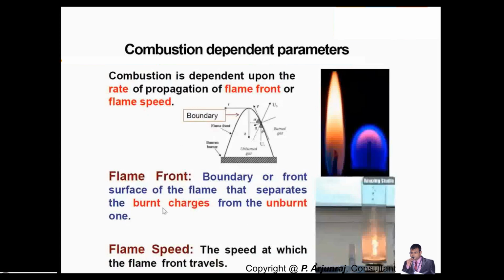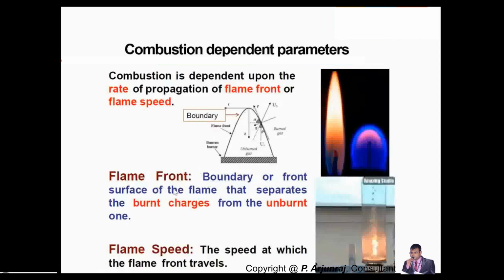First, we will see the flame front. I also told you this is how it is going to be. The flame, and you are going to get the boundary. This is the boundary; you are going to determine the boundary. This is the flame boundary.